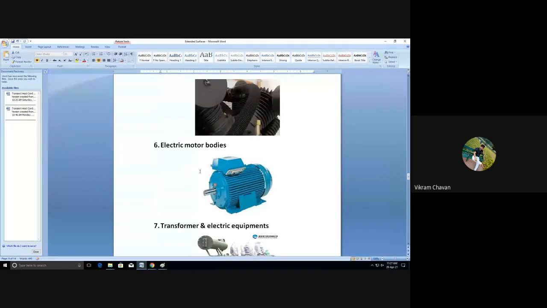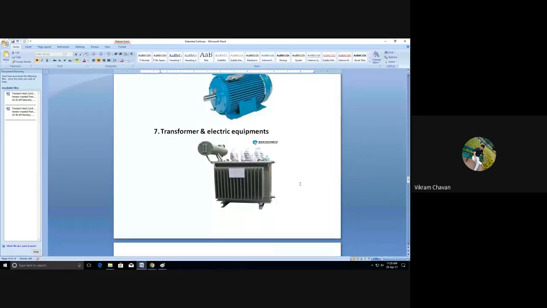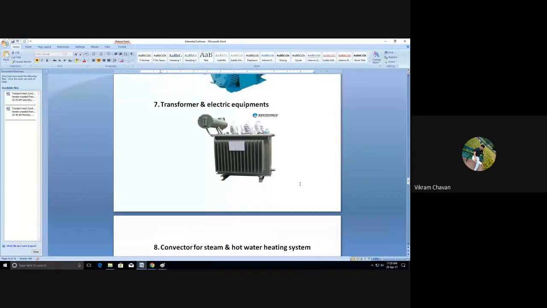Electric motor bodies. Seventh one, transformer and electric equipments.